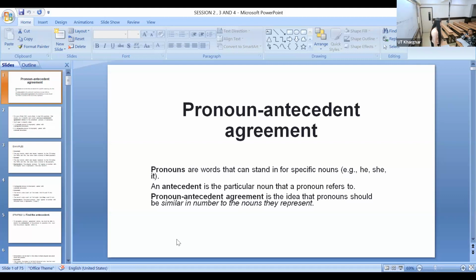Okay, that was about setting up ideas, like bringing out the correlation. That is just about correlation. Now let's get to the actual thing. I don't think I just explained it to you. So they are the words that can stand in for the specific nouns.